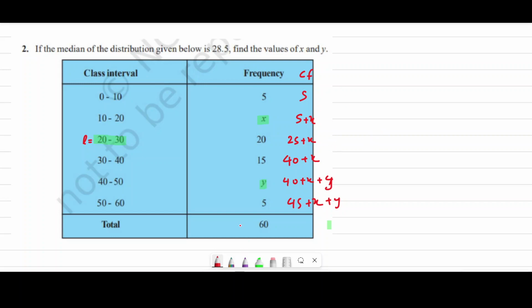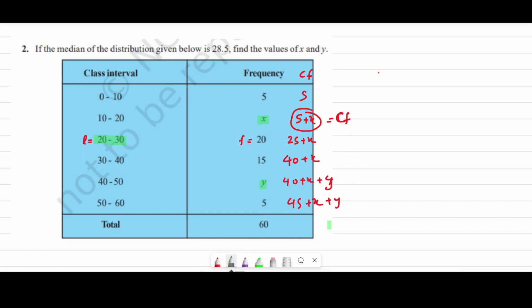Now if this is the median class and we have information in it, this is the frequency. Now this will be the preceding frequency, which will be CF according to the formula. Now put the values first.